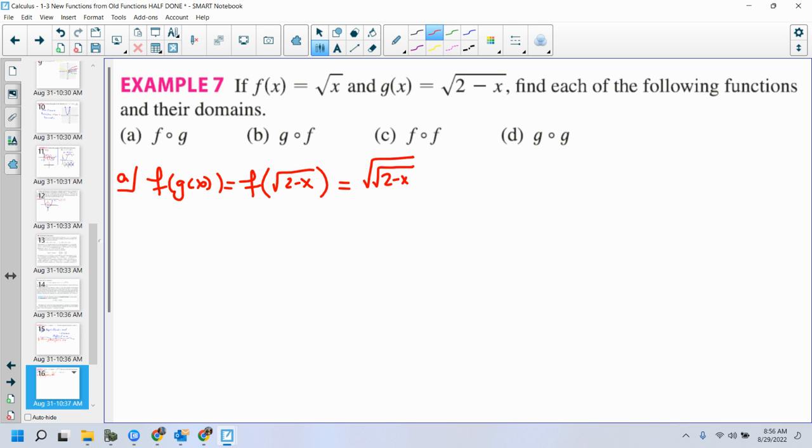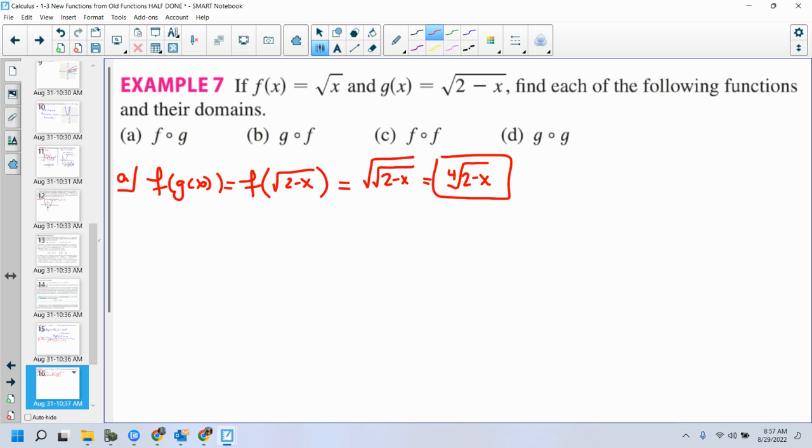Anybody know how I would simplify that down? Some people might just leave that and say there's something else to do. Anybody know what I would call that? That's actually the fourth root of 2 minus x. The square root of the square root is the fourth root. That's like a power on a power. Multiply powers. Square root on a square root, multiply those indices. So there it is, fourth root of 2 minus x. That's f of g. Now let's talk about the domain.